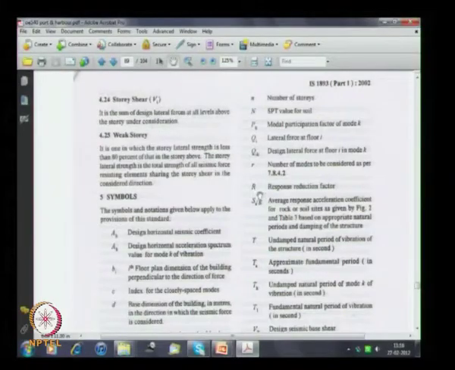There is a parameter given here, Sa/g. This is called the average response acceleration coefficient. This we will be using. R is the response reduction factor. This also we will be using in the design.